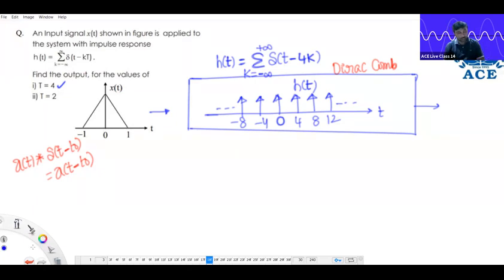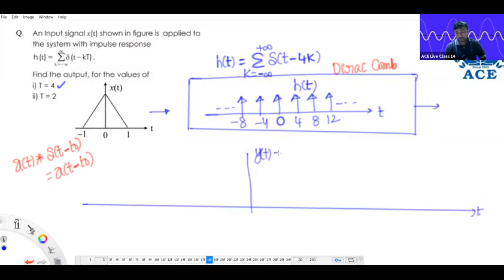Just convolve and check the output graph, sir, using the convolution property of impulse. When you take x of t convolved with del t, the answer is the same x of t. Of course, here the amplitude is 1, sir, that is missing. The triangle peak amplitude is 1.